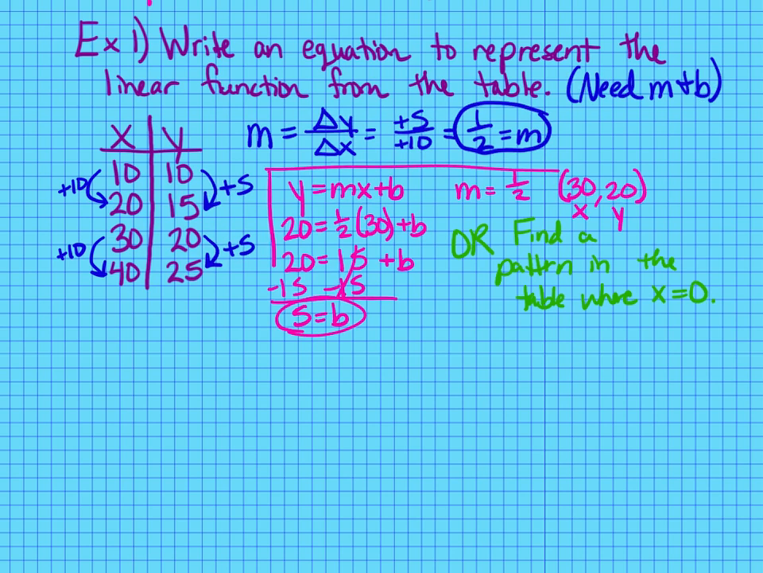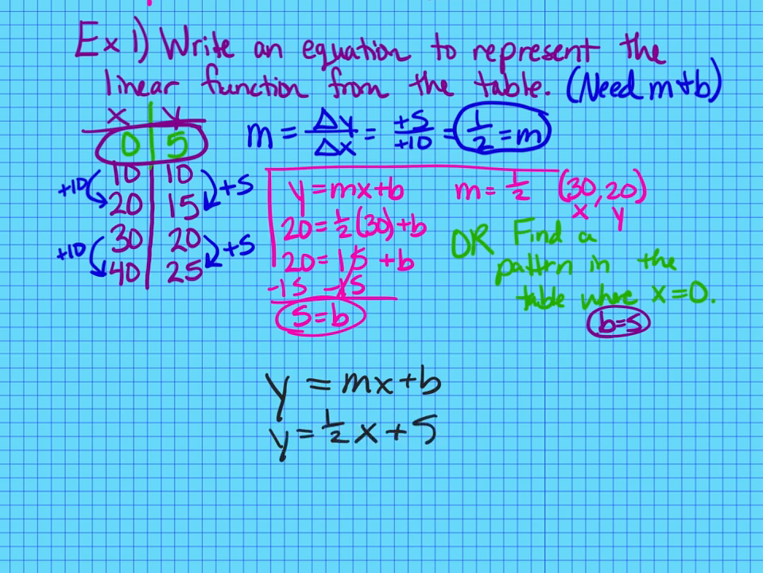So if I were to extend this table the other direction at the top of it, notice that I could say, well, when x was 0, y must have been 5. I just extended my table. Sometimes I can do that. I can find a pattern where x is 0, y is 5, so I could get b is 5 from that as well. In either case, we get our equation, y equals mx plus b, and in this case, m is 1/2, and b is 5.